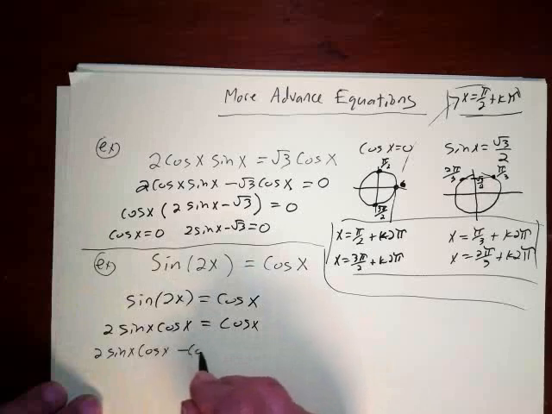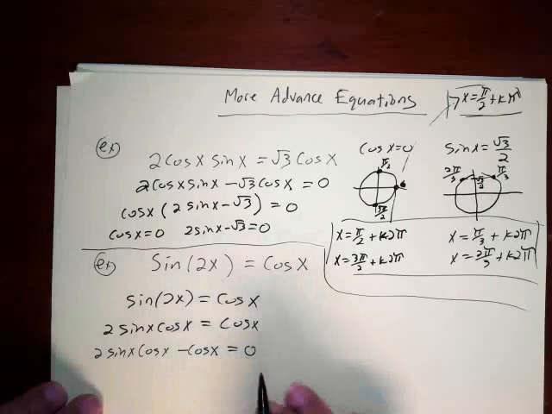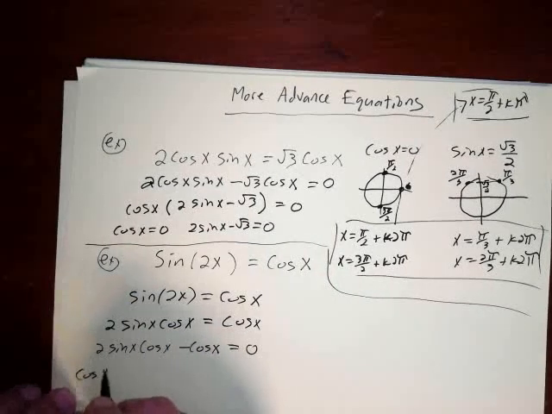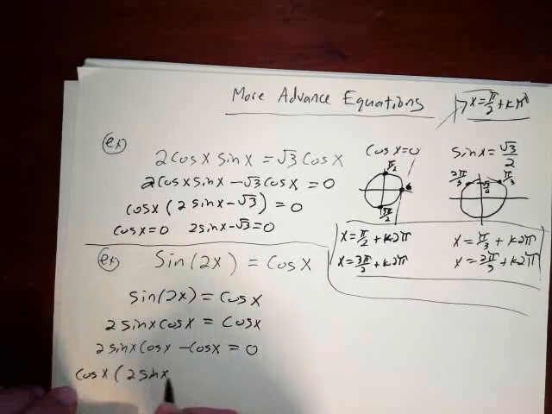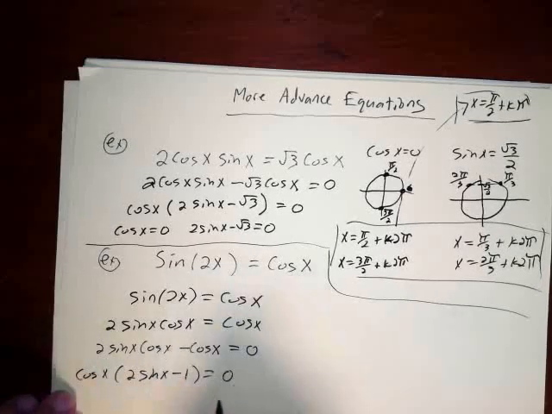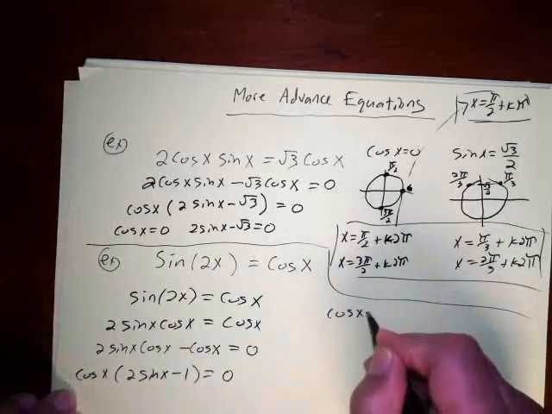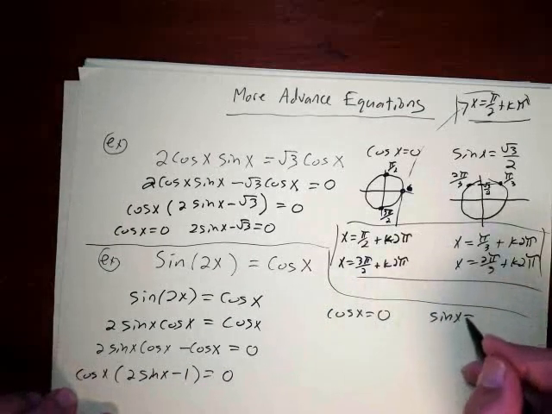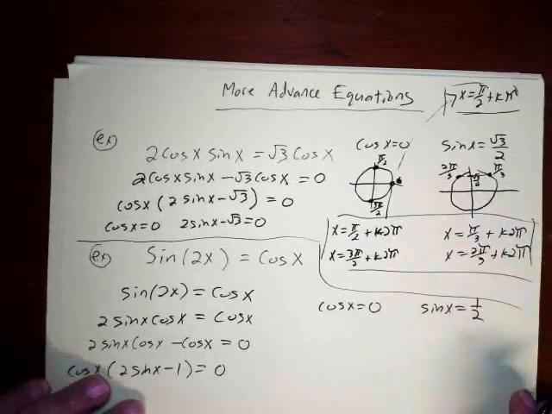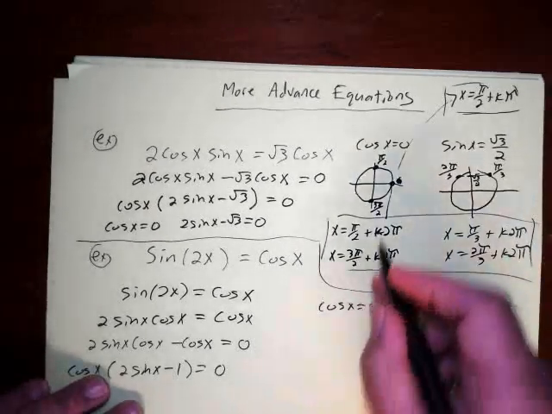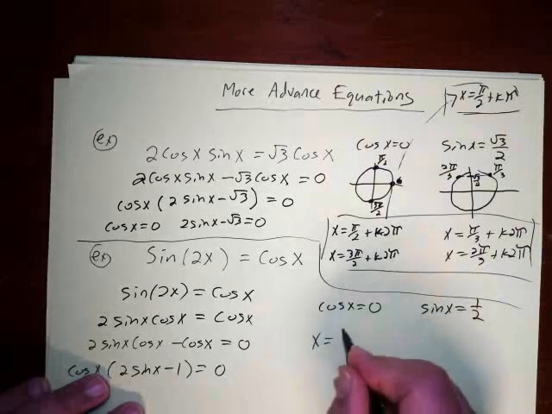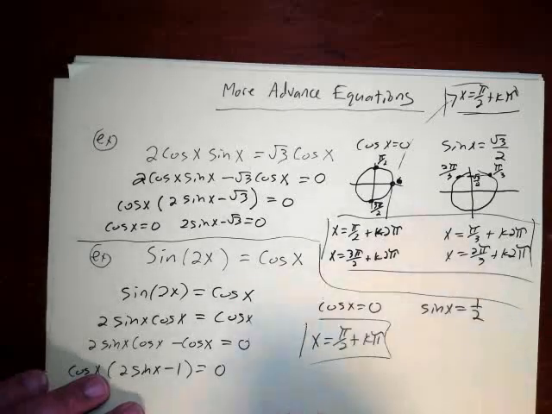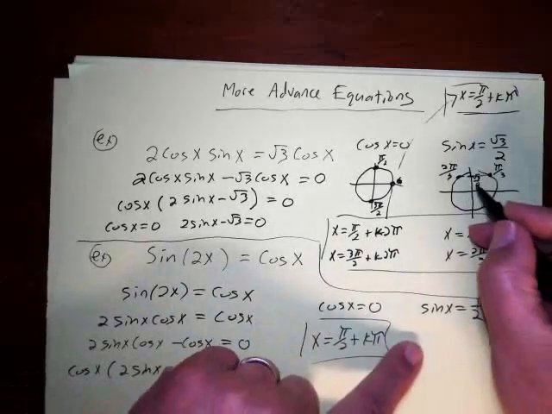I can move the cosine x to the other side, set it equal to 0, and now I can pull out, in this case, cosine x, and then I get 2 sine x minus 1 is equal to 0. And so I get these two equations. Cosine x is equal to 0, and sine x is equal to a positive 1/2. And this one is the same as that, right? So I could write that as pi over 2 plus k pi if I want to keep it nice and simple. And this one is very similar to here.